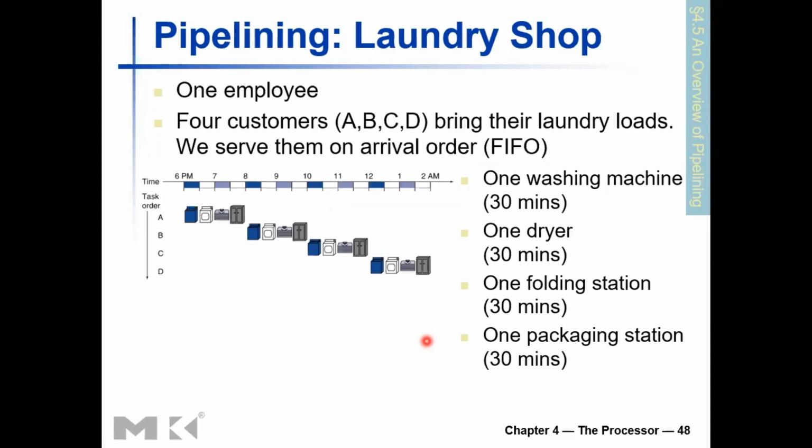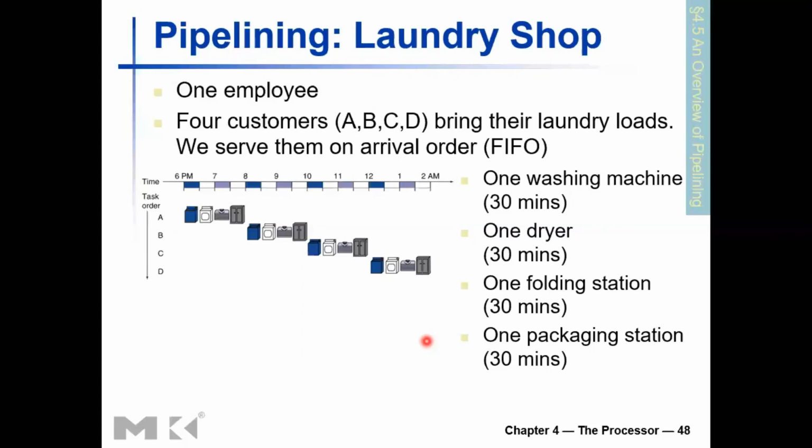In this example, let's assume 4 customers, A, B, C, D, are bringing their laundry to be washed, dried, ironed, folded, all that. From the shop's side, we will serve them on an arrival basis, that is, first come, first served.